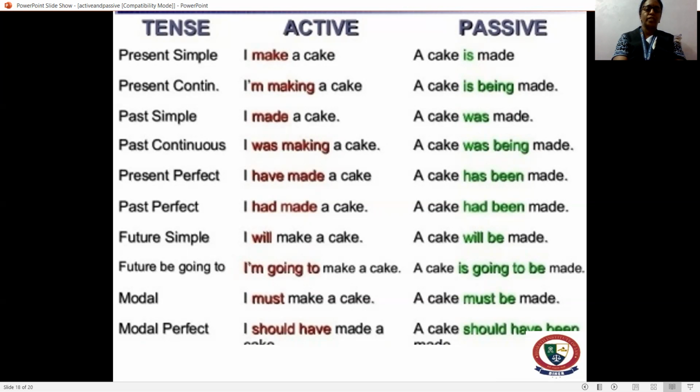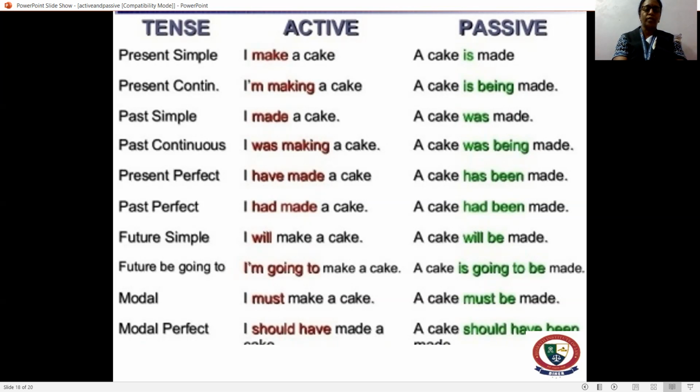If it is future simple, I will make a cake. When it is changed to the passive form, a cake will be made. If it is future, which is going to happen, I am going to make a cake. A cake is going to be made.